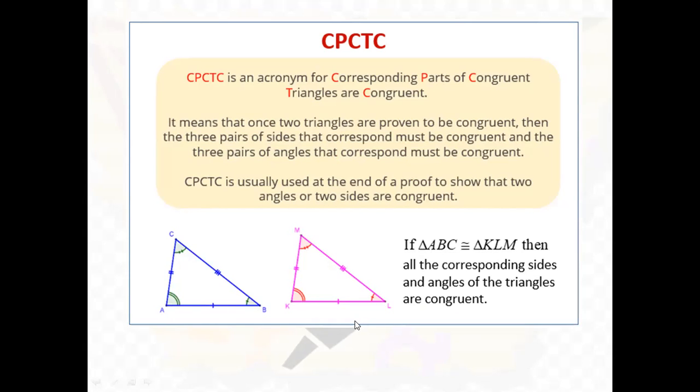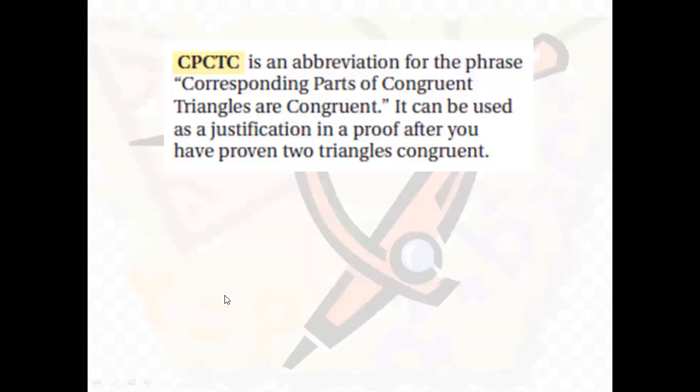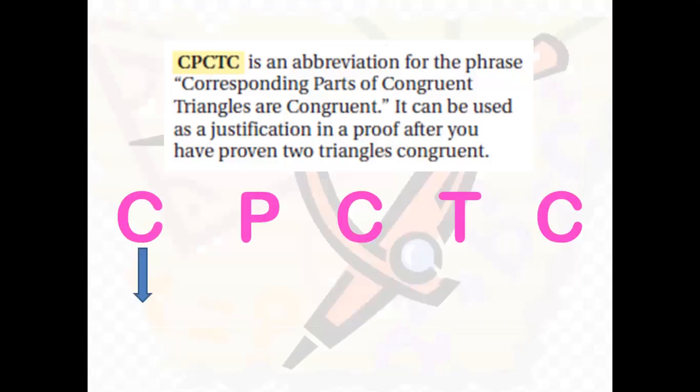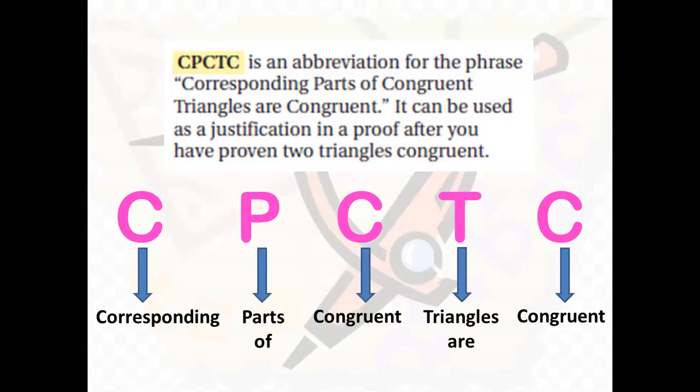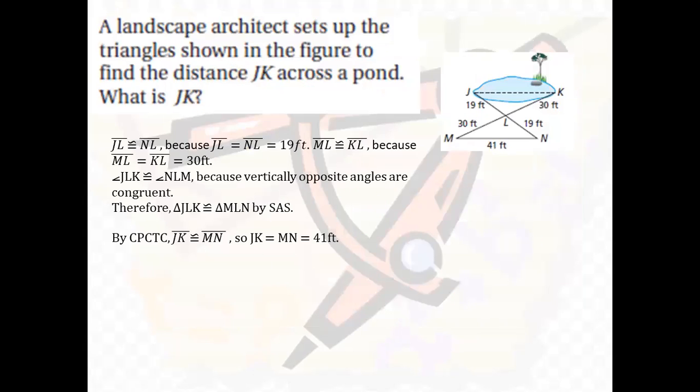You know how to read congruent triangles now. AB is congruent to KL, AC is congruent to KM, and CB is congruent to ML. In the same way, the angles are congruent too. Again, this is just a quick reminder of CPCTC: corresponding parts of congruent triangles are congruent.